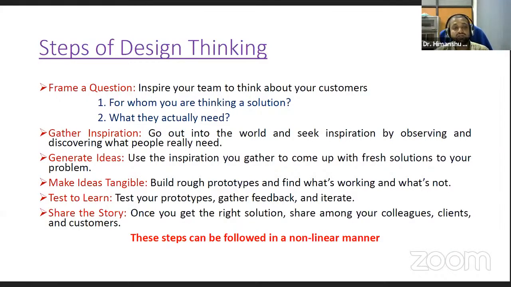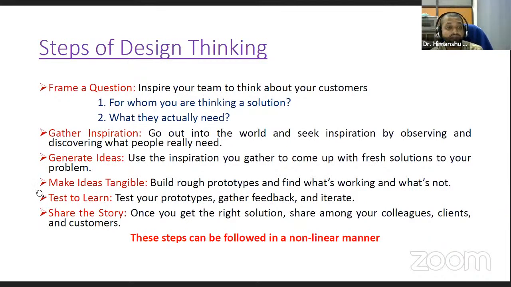Another point is to generate ideas using that inspiration. Using that inspiration, you have to gather some fresh solutions. We will discuss among our team members and gather fresh solutions. Then another point is make ideas tangible. After getting some solutions to the problem, we should go for rough prototypes. We design some prototypes and see how it is working, what is working and what is not.